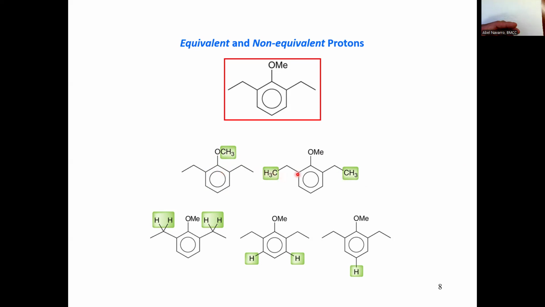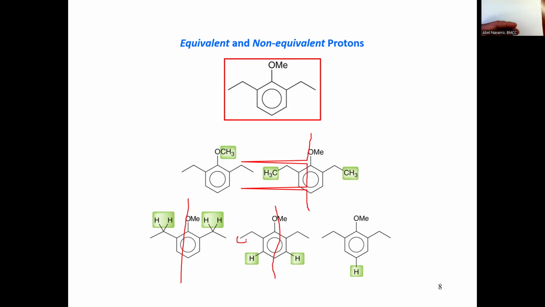So those 3 hydrogens will be equivalent. What about these CH3s? Now you have 2. Yes, they are equivalent. Why? Because there is a plane of symmetry right here, right in the middle, so it's like a mirror image. This CH3 is mirrored to this side. What about these CH2s? They are also equivalent. Why? Because there is a plane of symmetry. This CH2 is identical to this CH2. What about this one? Same thing. There's a plane of symmetry here.